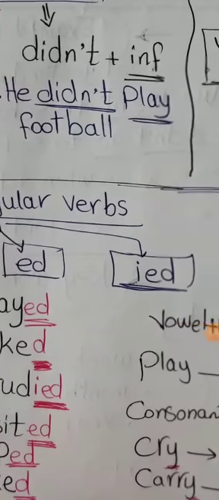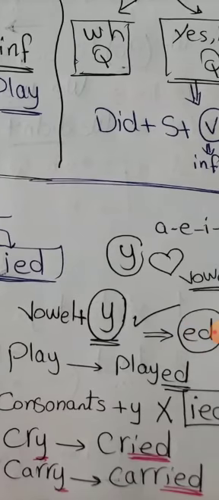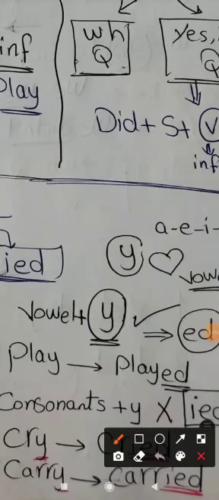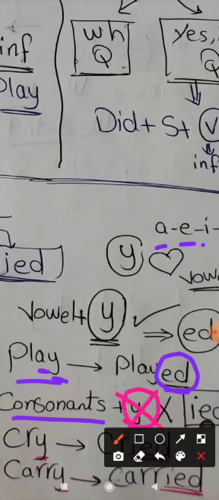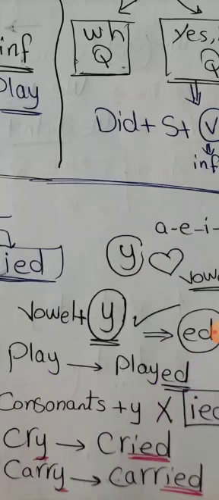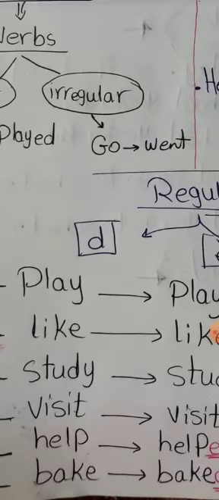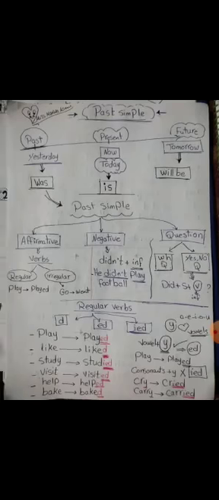طيب. قاعدة الY هنا: الY بتحب الvowels. يبقى لو الvowels موجودة قبل الY، الY بتفضل زي ما هي، زي play. قبلها A، والـ A من الـ 5 letters A E I O U. فأنا هخلي الـ Y وهضيف ED بعدها. لو في consonant وبعدها Y، Y doesn't like consonant، فهتروح تتشال: it will remove Y and add I E D, like cry, cried, carry, carried.